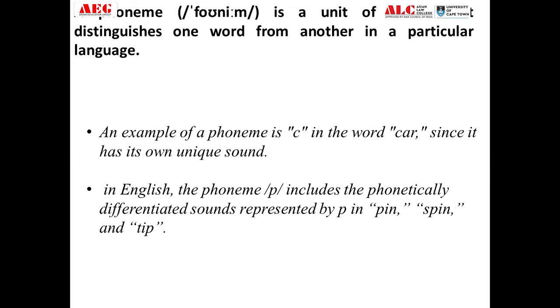In English, the phoneme includes the phonetically differentiated sounds represented by P. So, for example, we have three words here: pin, spin, tip, as you can see. Here, phonetically, it differentiates sounds, right? Pin, spin, and tip. It is represented by P. P is here, if you can see the letter, right? But the phoneme P includes the phonetically differentiated sounds here.